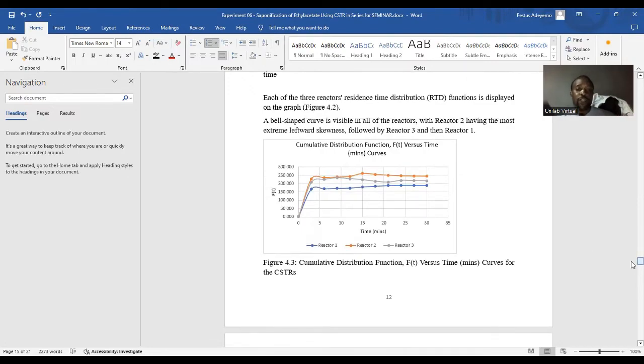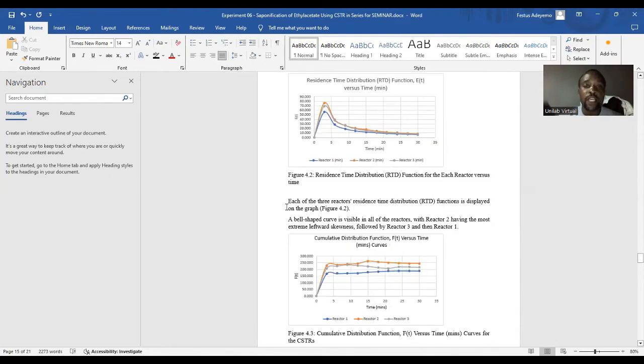So figure 4.3, cumulative distribution function versus time. You can see in figure 4.2 that each of the reactor's residence time functions is displayed on the graph. A bell-shaped curve is visible in all reactors, with reactor 2 having the most extreme leftward skewedness, followed by reactor 3 and then reactor 1.